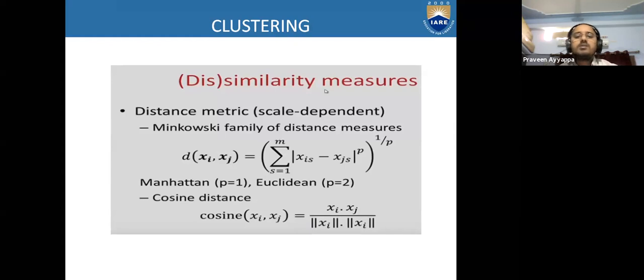Just by applying p equal to 1 in the given formula, it becomes the Manhattan distance, and if p is equal to 2, then it becomes the Euclidean distance.